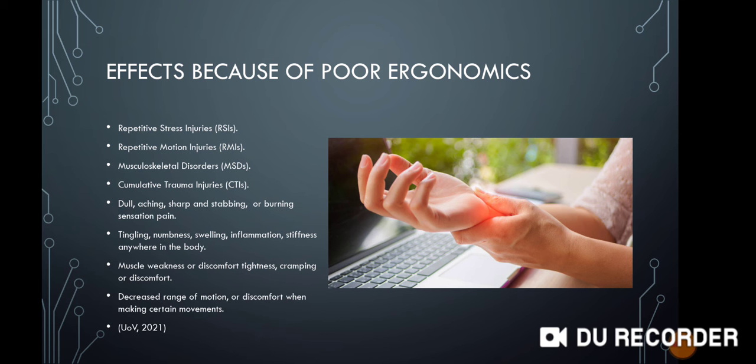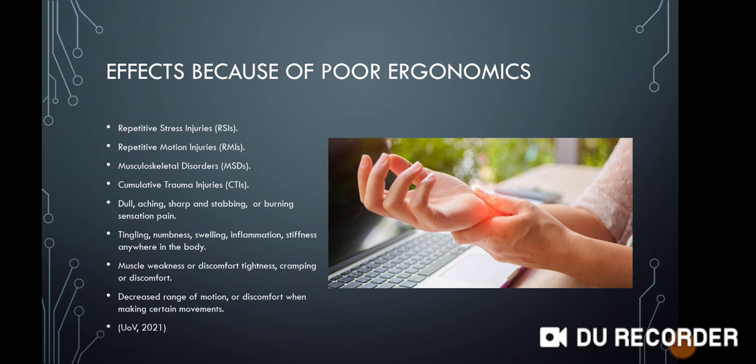The effects of poor ergonomics. These are four common injuries or disorders that are named by doctors: repetitive stress injuries, repetitive motion injuries, musculoskeletal disorders, and cumulative trauma injuries, which include soreness, carpal tunnel, and more. More than anything, these injuries happen within offices where there's not much movement and a keyboard is being used. That's why most of the injuries are found in offices.